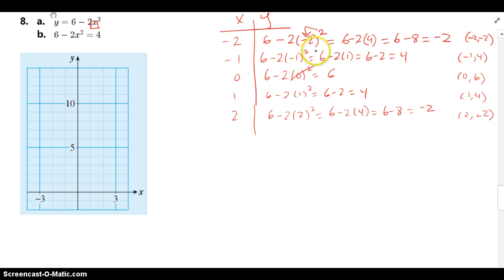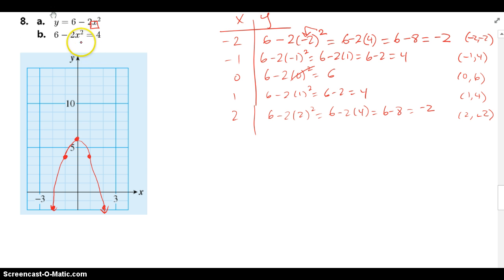Okay, we have all the inputs, we have all the outputs. I made the ordered pairs, and now I'm going to go graph them. -2, -2, so if this is the origin, down and left. Then I have -1 and up 4. Then I have 0, 6, so 1 above 5. Then I have 1, 4, so 1 to the right, 4 up. And then 2, negative 2. 2 to the right, 2 down. And so let's hope I have an accurate enough graph. It's going to go down like that.